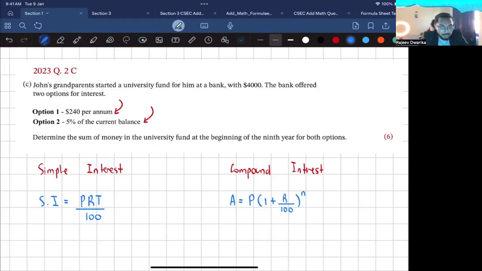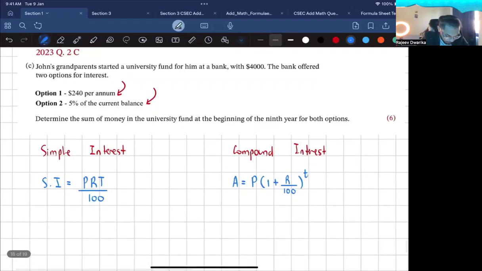It's to the power T. Or TN? It doesn't matter. NT, same thing. You understand why, right? Because N is the number of years, T is the number of years. No matter, right? But for the sake of being correct, I'll put T. But it doesn't matter.